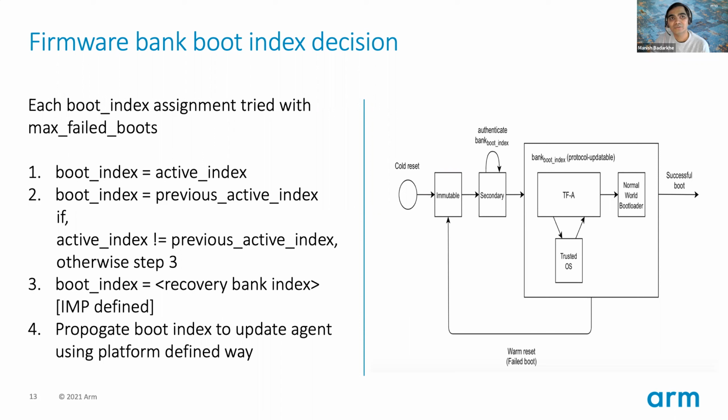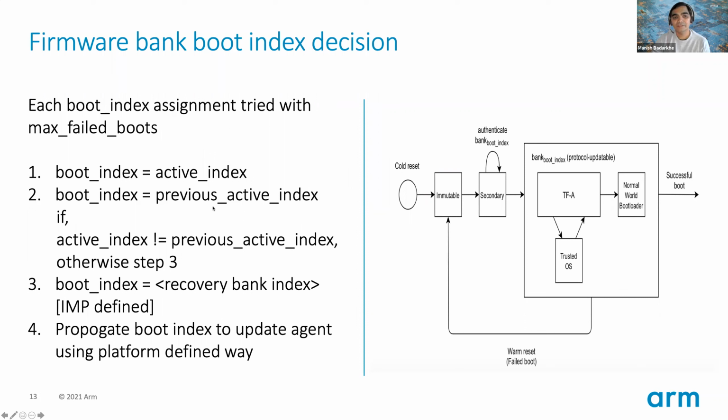The reboot always happens as a warm reboot, so we are thinking this information will be persistent across the reboot. Considering the active index failed with the authentication, we'll update some flag in the persistent register or in persistent memory somewhere, and that tells that there is an error in the previous boot, and then we'll switch to the previous active index and load all the images from it.